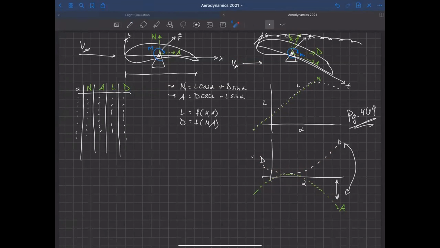Some people in the industry call this leading edge suction. The fact that the axial force can be negative, they call that leading edge suction, and they approximate it as minus L times alpha, or minus L times sine alpha. That's what they call the leading edge suction. But all it is, is the force in the axial direction, and it turns out that it's negative once it becomes dominated by lift instead of drag.